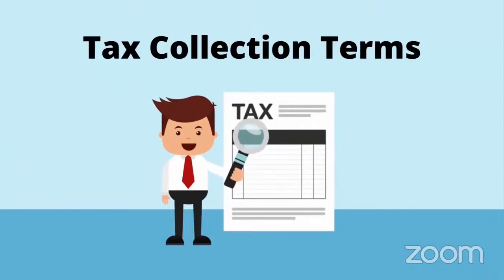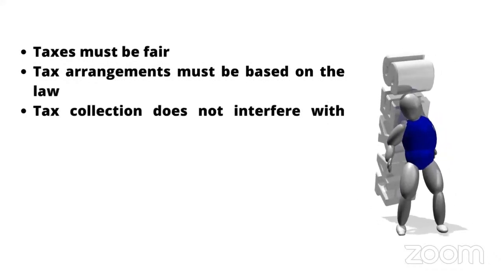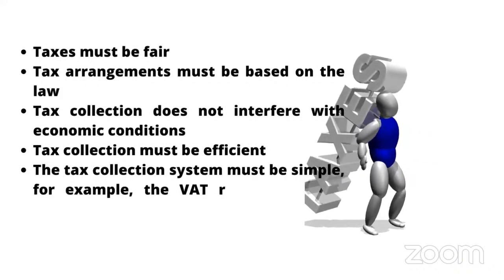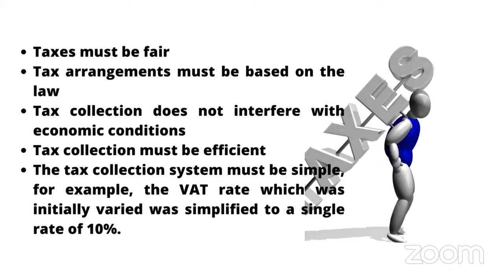The following requirements must be met in the tax collection system. First, taxes must be fair. Second, tax arrangements must be based on the law. Third, tax collection does not interfere with economic condition. Fourth, tax collection must be efficient. And the fifth, the tax collection system must be simple. For example, the VAT rate, which was initially varied, was simplified to a single rate of 10%.